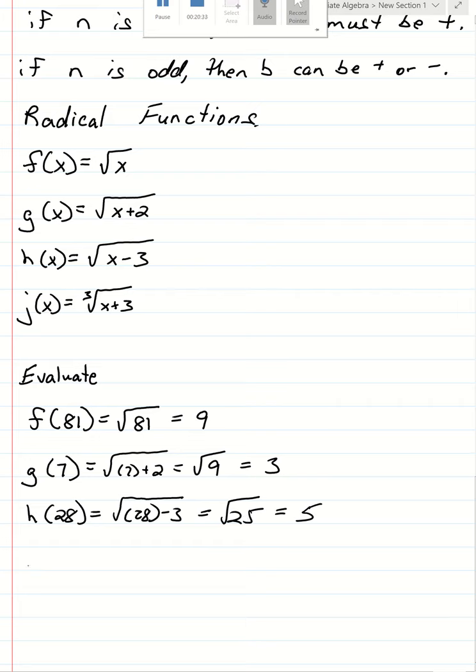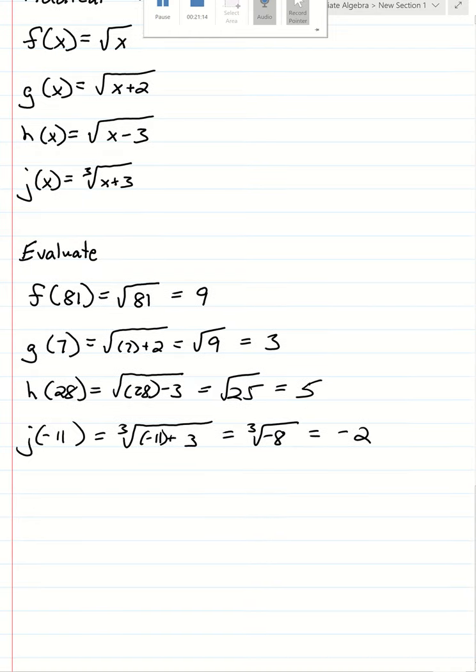What if we were to take, let's say, the function j of x, and let's say I want you to evaluate the function j at a negative 11. Well, we would have to now plug in the negative 11 in for x. The rule is we have to take the cube root of that negative 11 plus 3 more. That would give us the cube root of the negative 8. And by taking the cube root of negative 8, that would give us a negative 2 as our solution. That's how we evaluate a function.